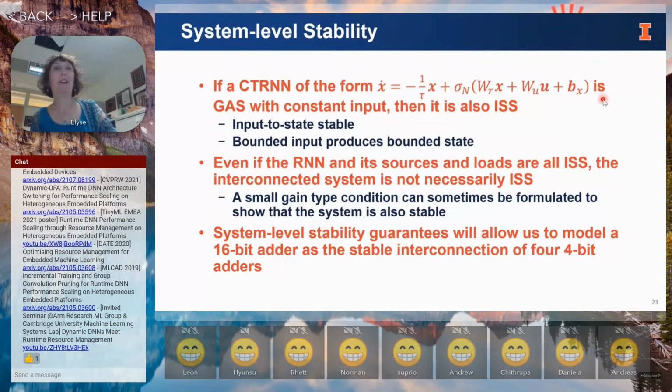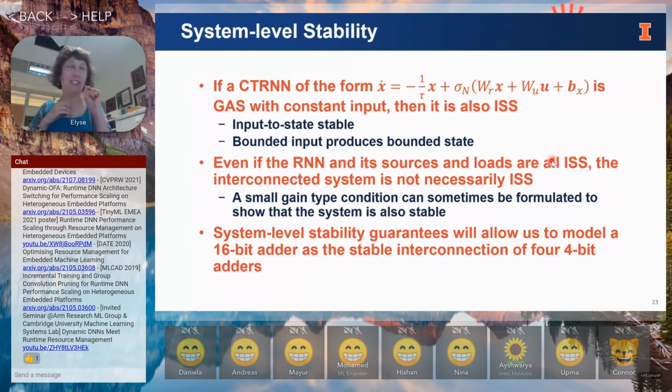So if we have a model of this form, which is what we've been working with, and we optimize that model such that it is globally asymptotically stable, then that model will also be ISS, input to state stable. That means that a bounded input produces a bounded state. Now, if all of the elements of our modeled system are ISS, the entire system is not necessarily ISS, but we may be able to apply small gain type conditions to check if the entire system is stable. And that's work in progress right now.